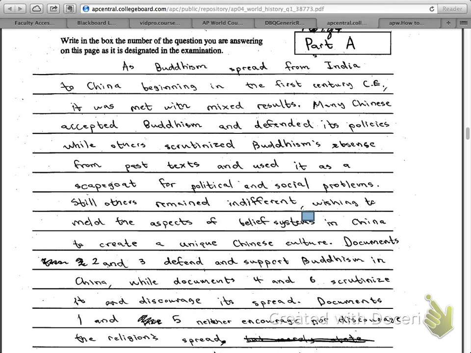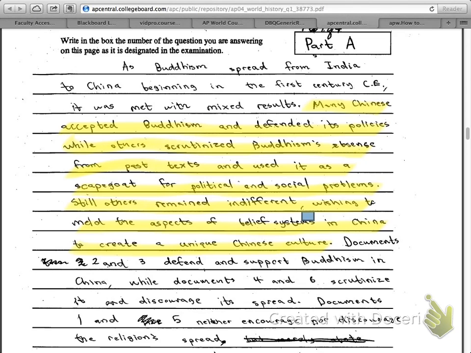Anybody raising their hand yet? What do you think this thesis is, Luke? All of that? Well, you think the first sentence is really a thesis? No, not really. Okay. Good, exactly. So we see many Chinese accepted Buddhism and defended its policies, while others scrutinized Buddhism's absence from past texts and used it as a scapegoat for political and social problems. Is that setting up for 2 paragraphs? Hang on. Still others remained indifferent, meld the aspects of the belief system in China to create a unique Chinese culture. That is a beautiful thesis.